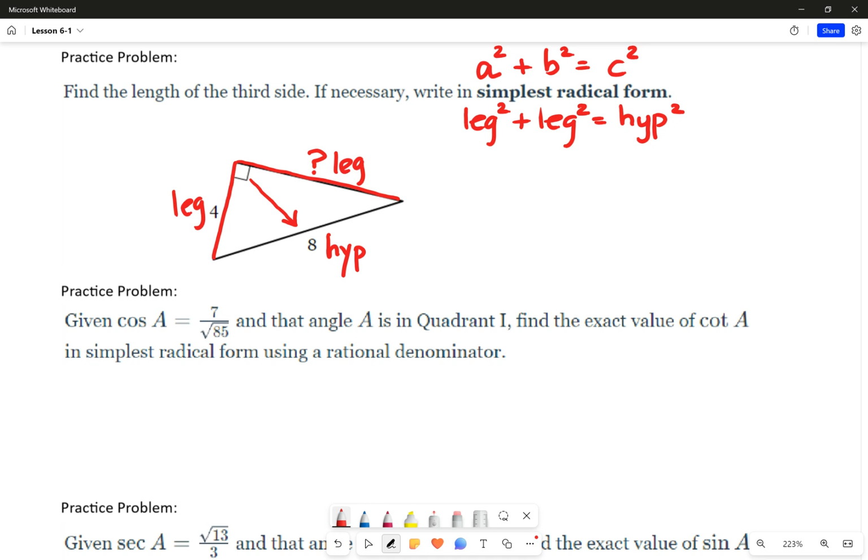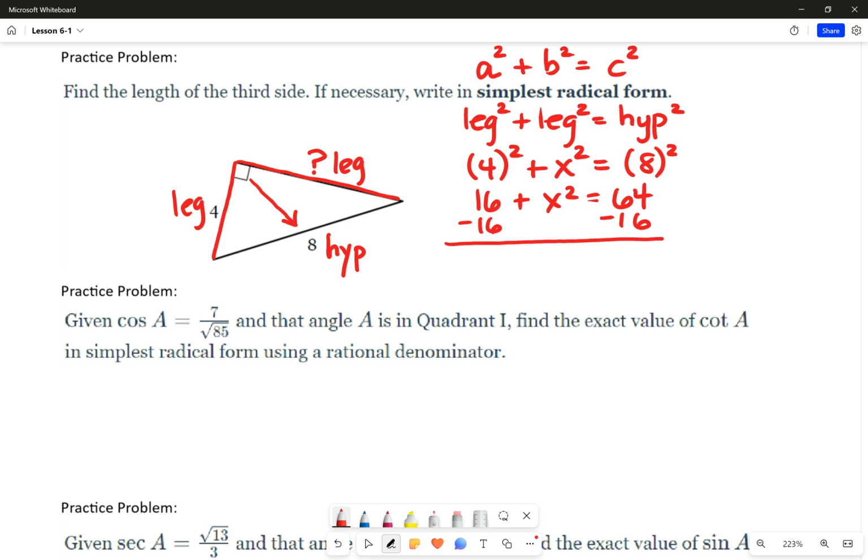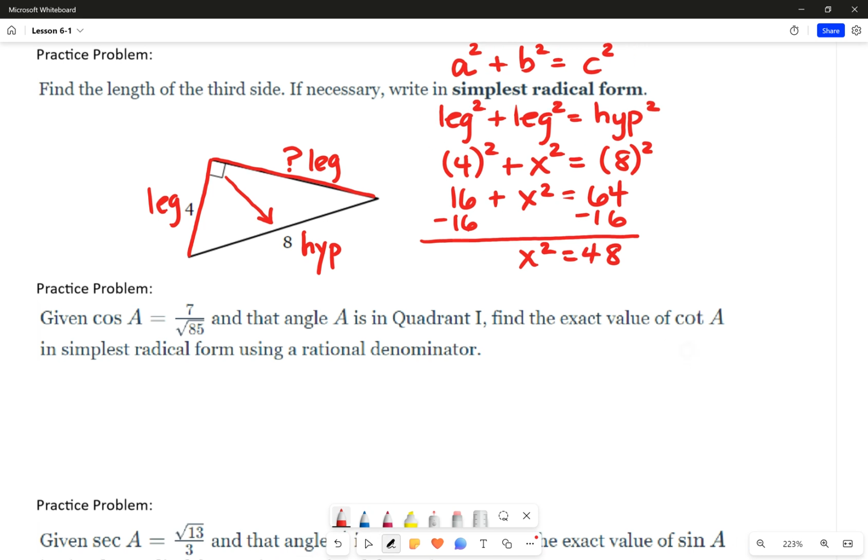So let's substitute. Leg squared, I'm going to put in parentheses 4 squared, plus, I don't know what that leg is, I'm going to use the letter x, squared, equals, and the hypotenuse is 8 squared. 4 squared is 16. 64 is 8 squared. And now I'm going to solve for x. So I need to subtract 16 on both sides. And I am going to get, let's see, 14 minus 6 is 8, 5 minus 1 is 4. I get 48. Okay, so x squared is equal to 48.